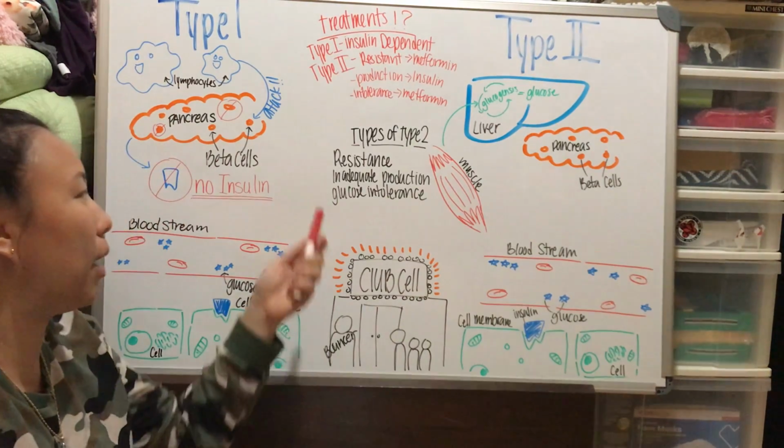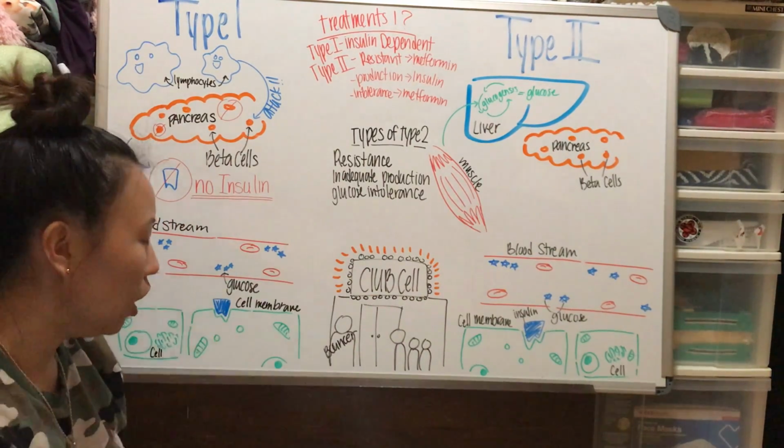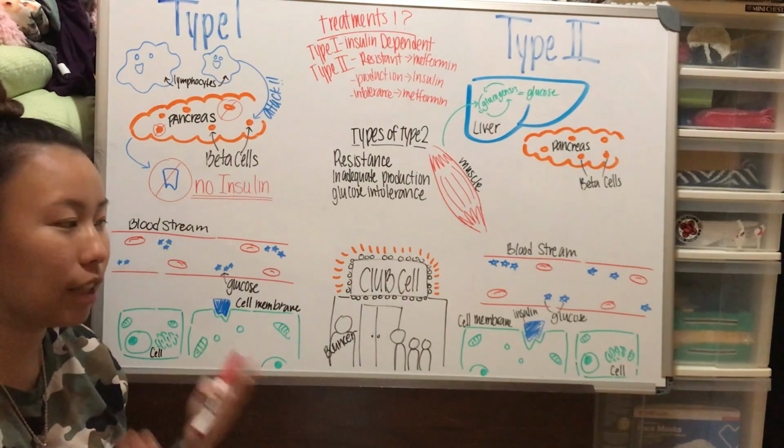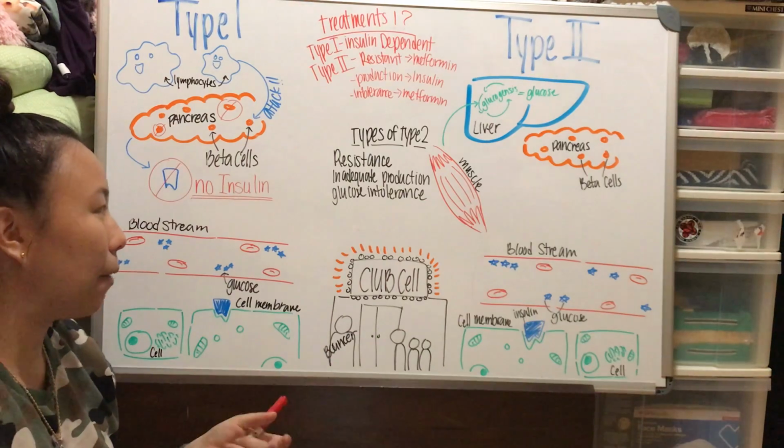So to start, we'll talk about insulin resistance. Like I said about type 1, you need to have the insulin to open up the door to get into the cellular membrane.